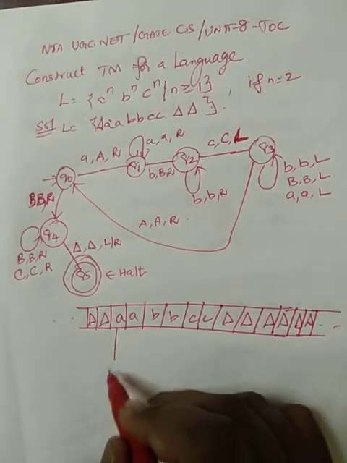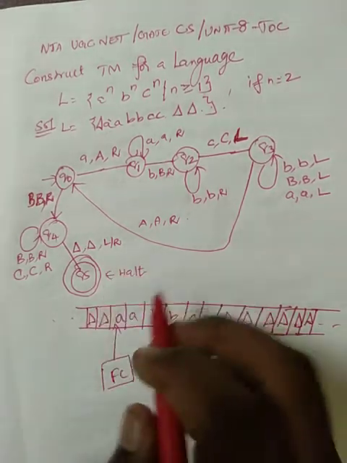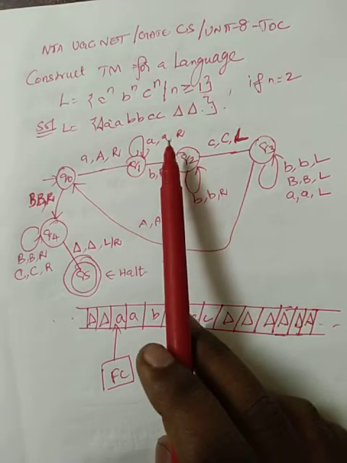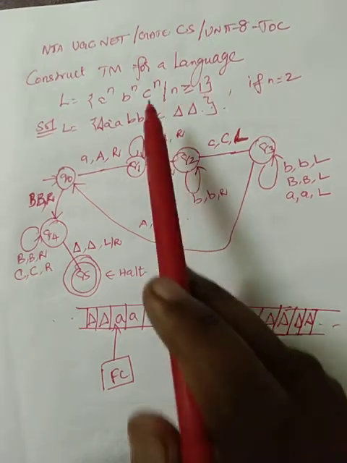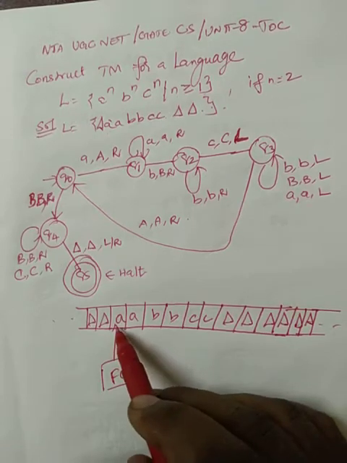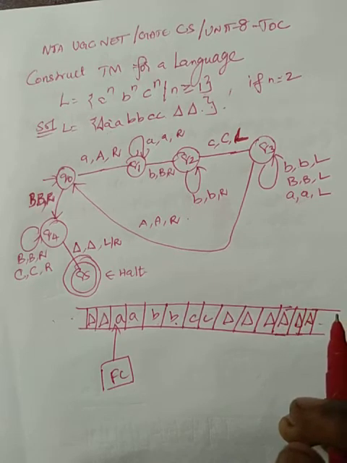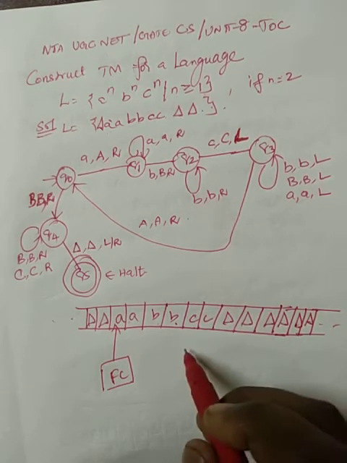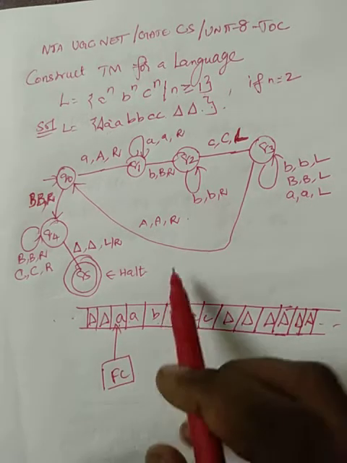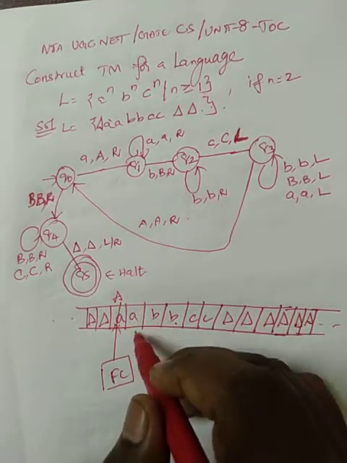Now your finite control is here and it is recognizing a. The function of the Turing machine here is to recognize exactly 2a followed by 2b followed by 2c, and then accept it. That is the need of this Turing machine. Now, on recognizing a, it has to replace this a by capital A, and then move in the right direction.